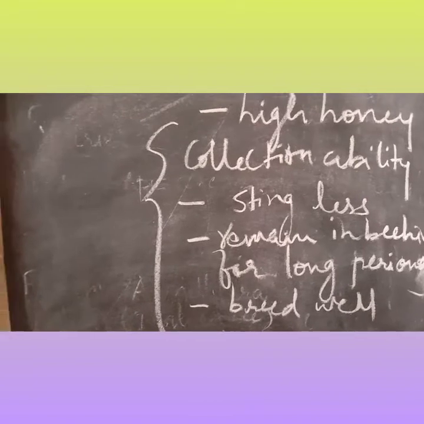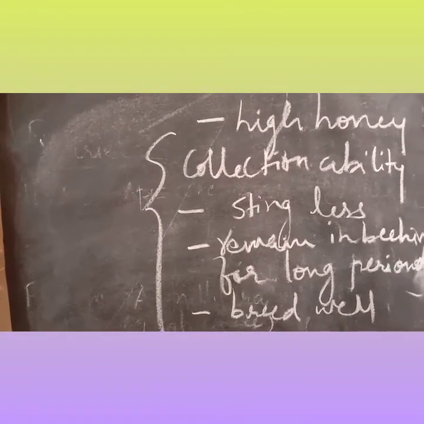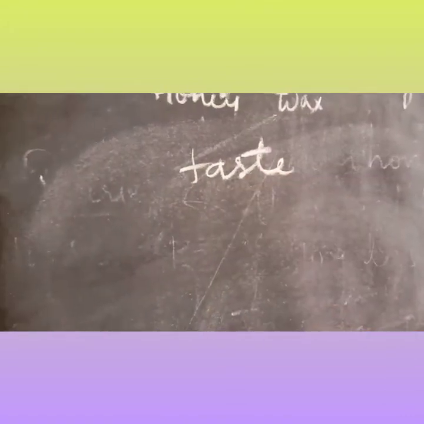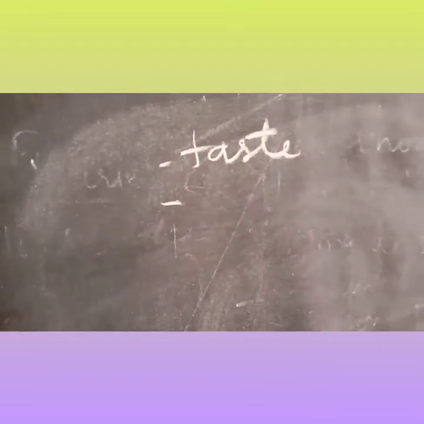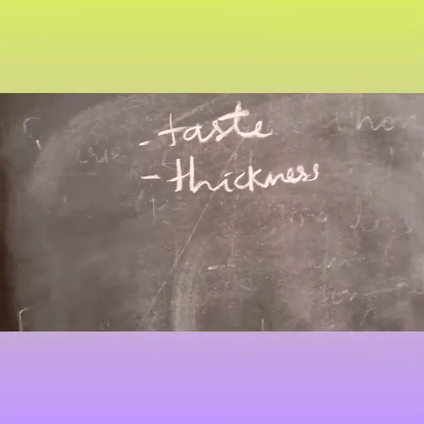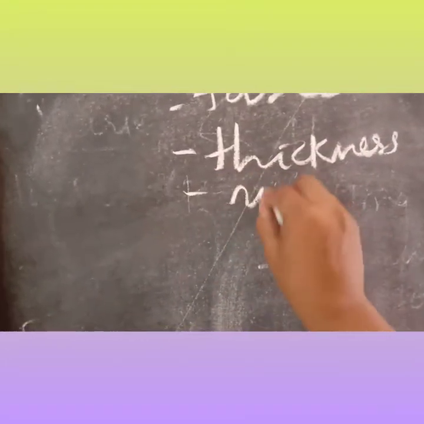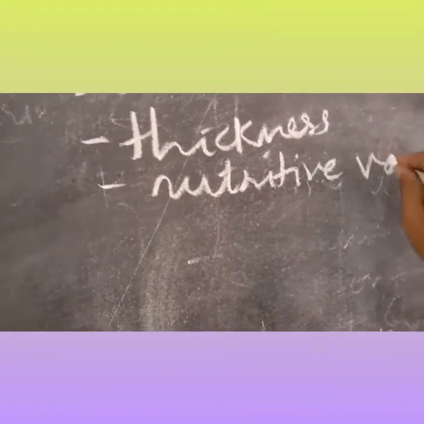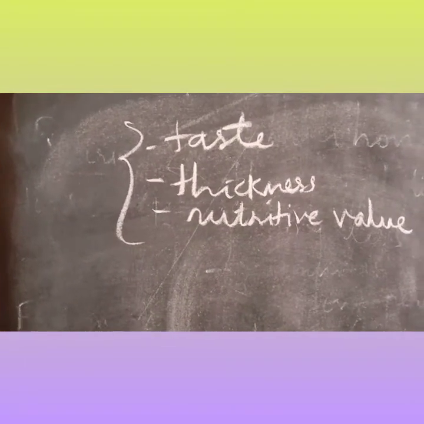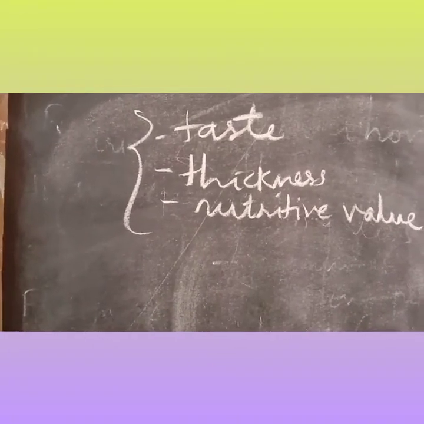Now children, one question is there: how do we judge the quality of honey? What are the bases which help us to decide whether the particular honey is good or bad in quality? We of course do it on the basis of its taste, meaning how sweet it is. Then we also look at the thickness. If honey is thick, then it is considered good. And the overall nutritive value, of course. So these three points tell us whether the particular honey is of good quality or bad quality.